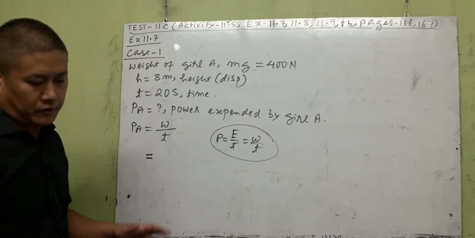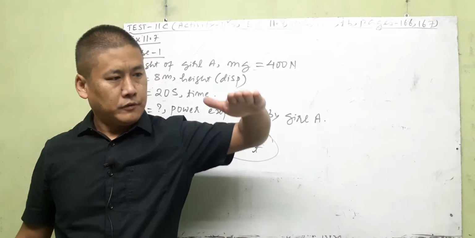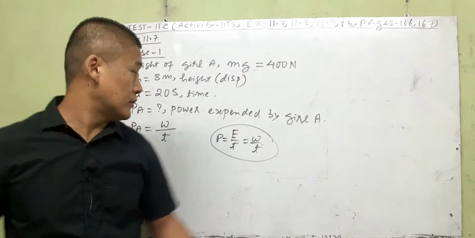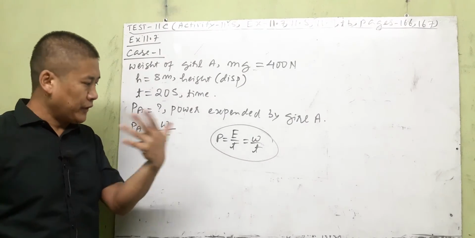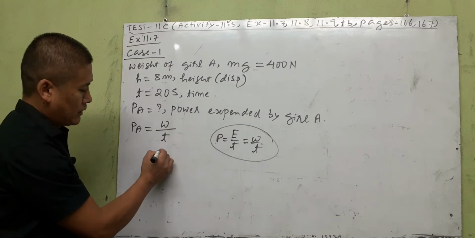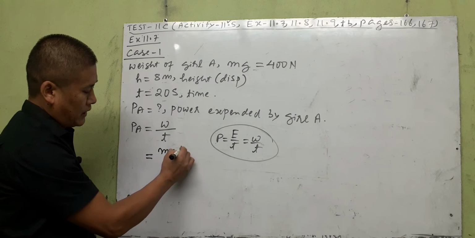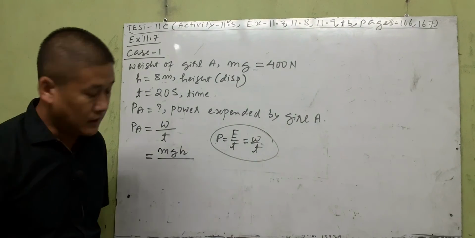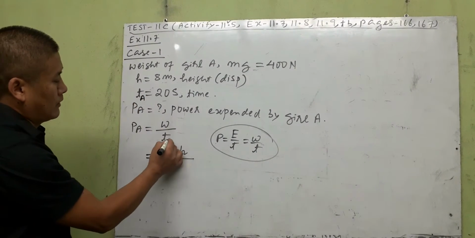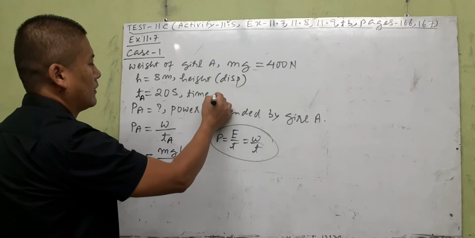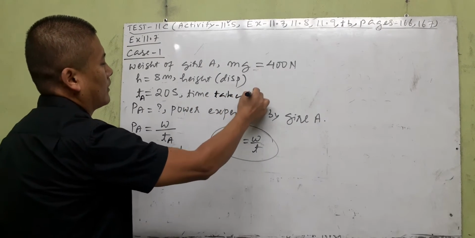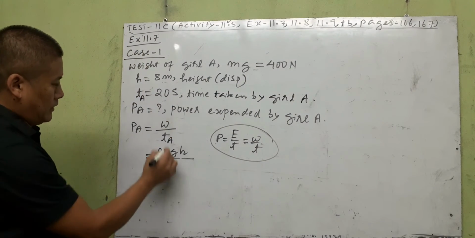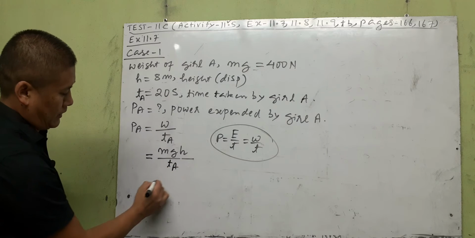So here work done is, how is she doing it? She's climbing above the ground. So when she's at 8 meters, the energy developed is called the potential energy. So work done will be the expression of the potential energy. So the work, or E, will be the potential energy formula mgh, and time is TA, the time taken by girl A. So TA is here, just write once TA.